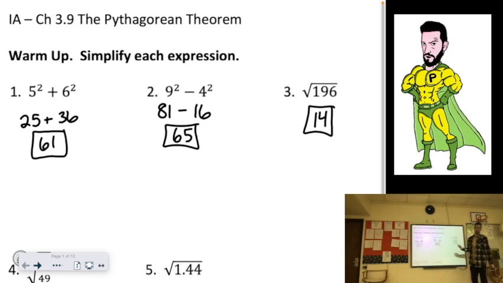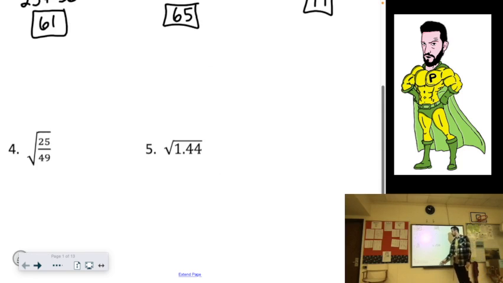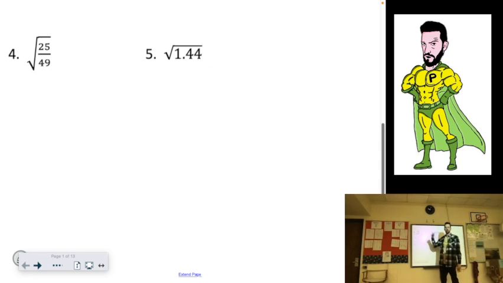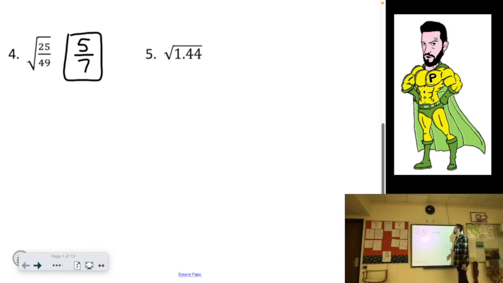Technically, it could also be negative 14, but don't worry about the negatives today. When you square root a fraction, you just square root each part. Square root of 25 is 5. Square root of 49 is 7. And the square root of 1.44, if it was 144, it'd be 12. So this would just come out to 1.2.